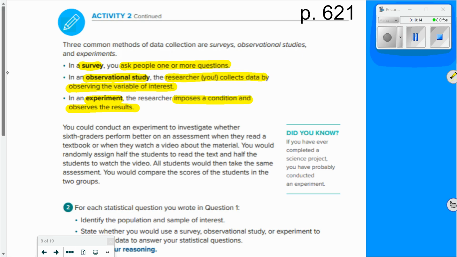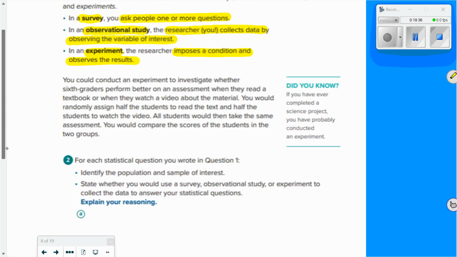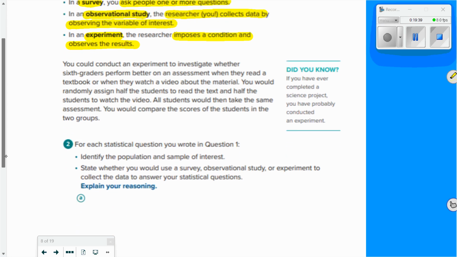A lot of people get confused between the observational study and the experiment. In both of them, I'm actually watching for data, but in the experiment, I've put limitations. Isaiah, you got a question? No? Okay, so you could conduct an experiment to investigate whether sixth graders perform better on an assessment when they read a textbook or watch a video. You could randomly assign half of the students to read the text, the other half would watch the video, and then you give them the same test. And you see which one, by comparing the scores, would have the actual data.